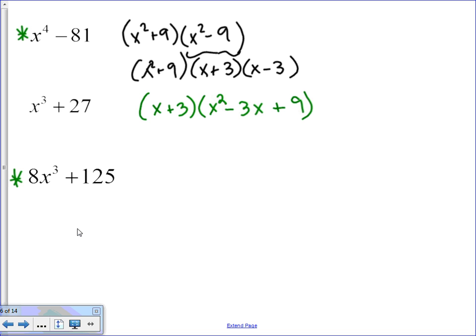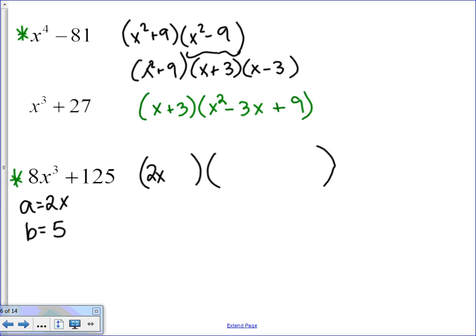And then what types of numbers do we have with 8x cubed plus 125? Perfect squares or perfect cubes? The x cubed kind of gives it away. Perfect cubes, right? 8's a perfect cube. What's its cube root? 2. So a is 2x. And what's the number I multiply by itself 3 times to get 125? 5. 5 times 5 is 25. If I had 5 quarters, I'd have $1.25. So b is 5. I'm going to plug that into my rule for a sum of cubes.